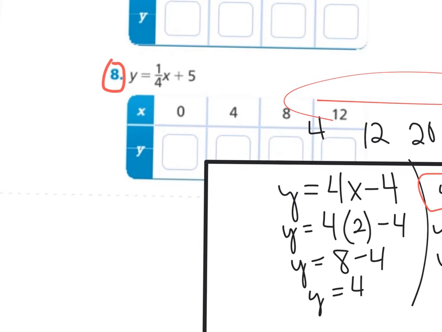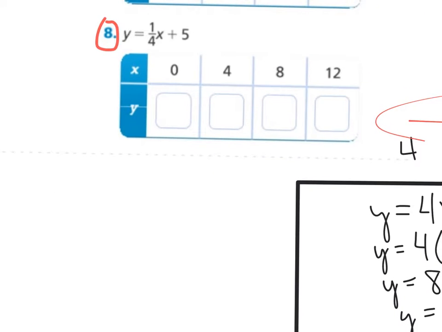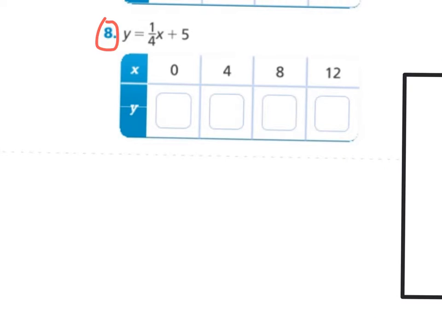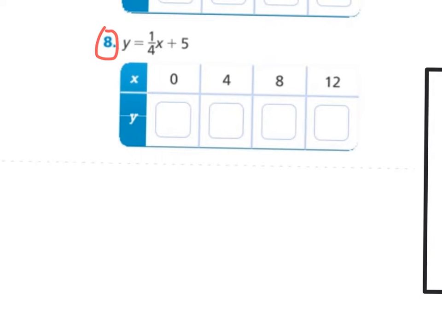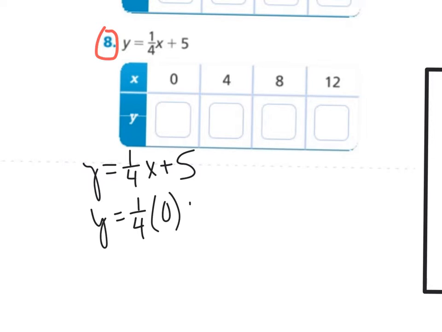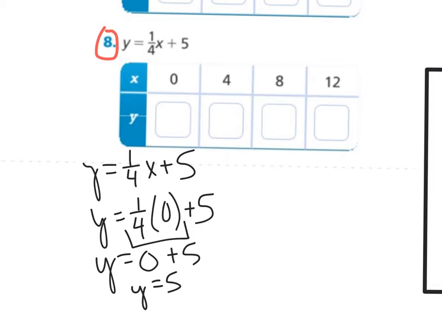If we look at number 8, so 8 is basically the same idea. So we're just going to do some substituting here. I'm going to write the equation first, and then I'm going to substitute. First, we're going to substitute a 0 for x. So first, if we multiply 1/4 times 0 would be 0, and then 0 plus 5 is 5. So our first value would be 5.